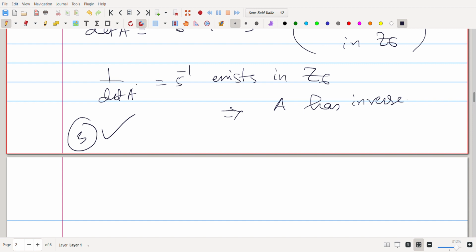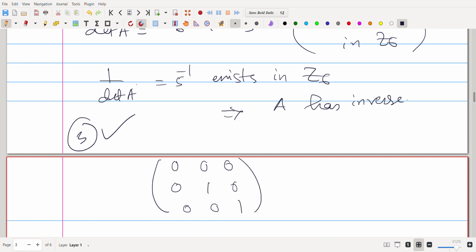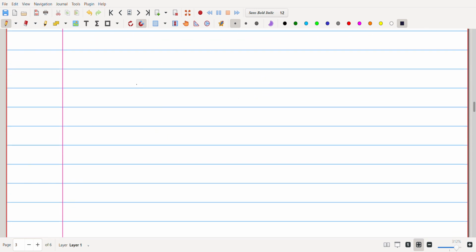What about the fourth one? If A is a real non-zero 3 by 3 diagonal matrix, then there exists a real matrix B such that AB is the identity. Take a non-zero diagonal matrix, where you can put one diagonal entry as 0 and the others any non-zero value. Then it is a non-zero diagonal matrix, but it doesn't have an inverse. It has no inverse because 0 is an eigenvalue. It is not invertible. Okay, move to the next problem.